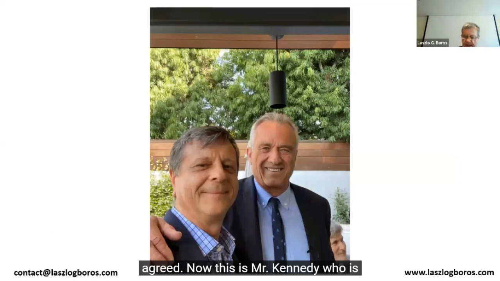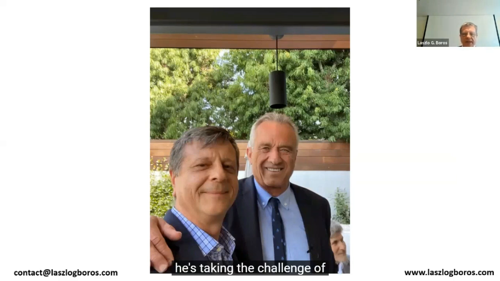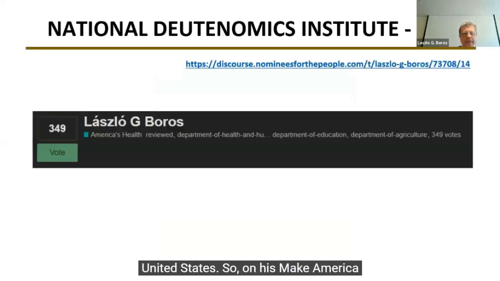Now, this is Mr. Kennedy, Robert F. Kennedy Jr., who is now in the new Trump administration in the US. He's taking the challenge of becoming the health secretary. His confirmation is currently ongoing, so we don't know the results yet, but simply he understands the importance of ketogenic or natural food sources, because of the chronic disease epidemics in the United States.